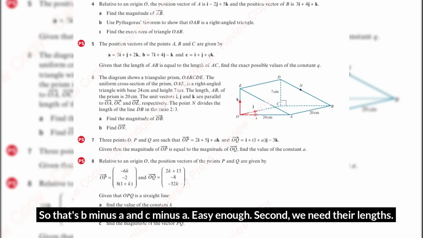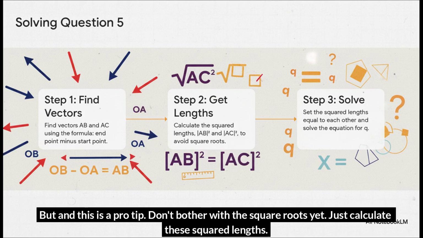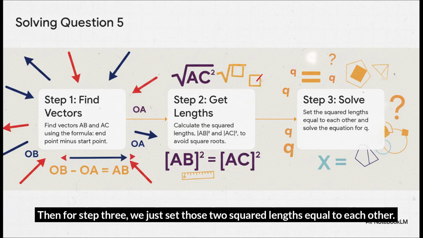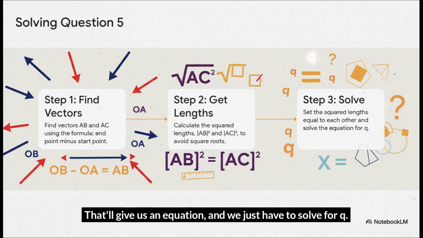Easy enough. Second, we need their lengths. But, and this is a pro tip, don't bother with the square roots yet. Just calculate these squared lengths. It makes the algebra so much cleaner. Then, for step 3, we just set those two squared lengths equal to each other. That'll give us an equation, and we just have to solve for q.